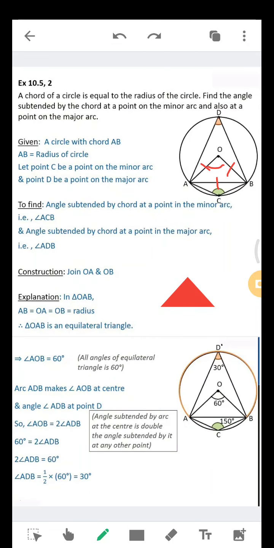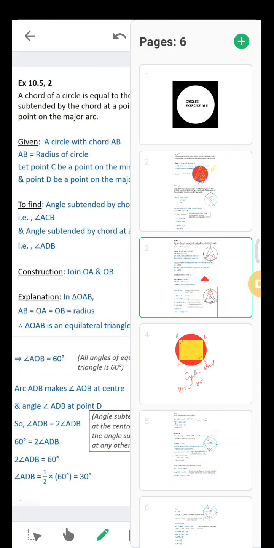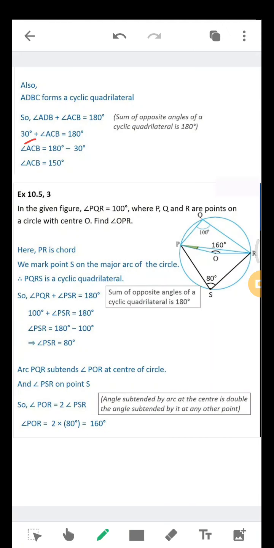So we can use this property here. ADBC forms a cyclic quadrilateral, and the sum of opposite angles is 180. We already have one angle there, so for ACB, the other angle will be 180 minus 30, that will be 150 degrees. Very simple. If you know the rules, you can easily do these theorems.